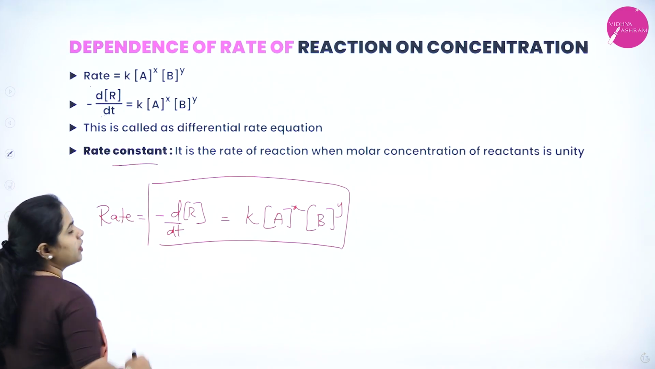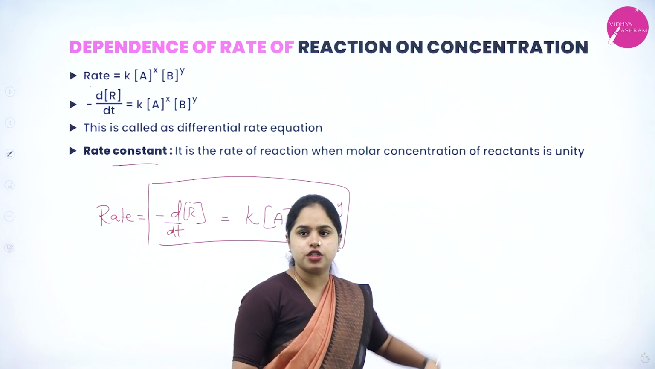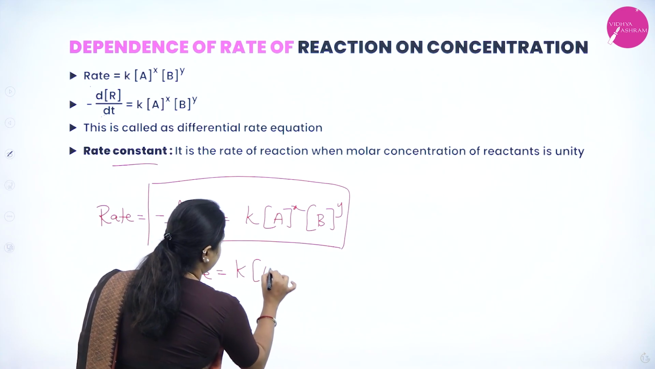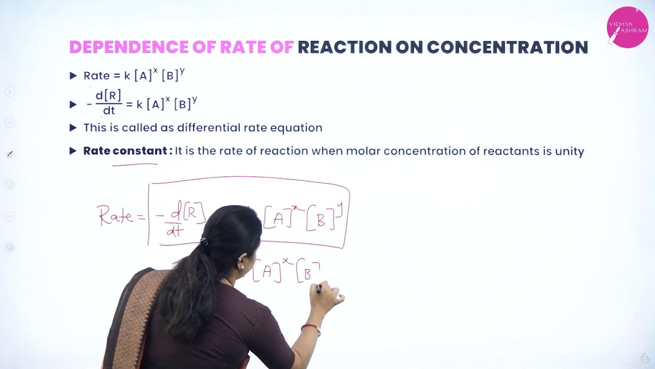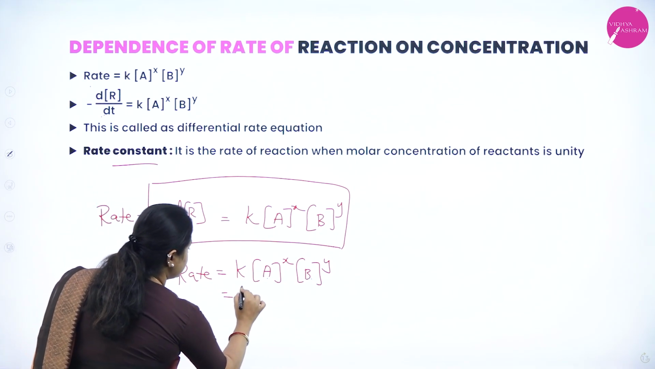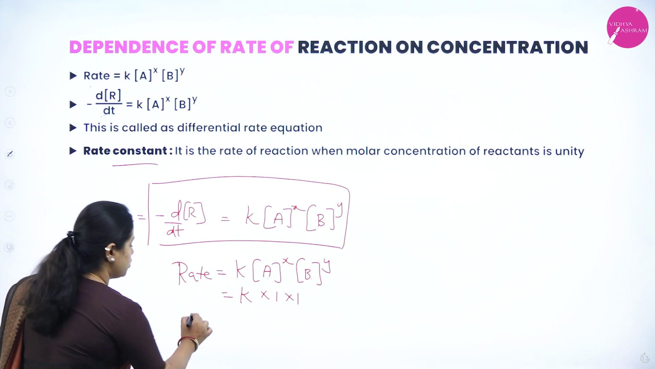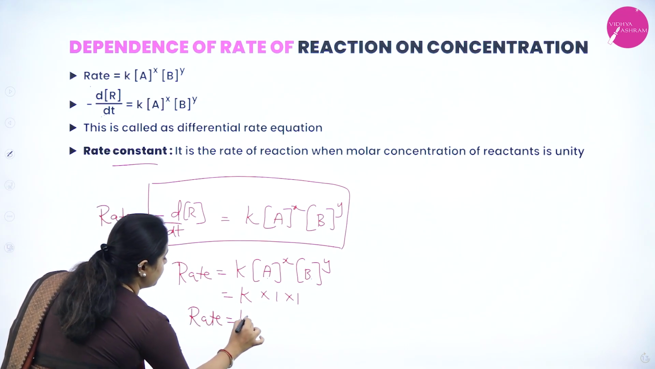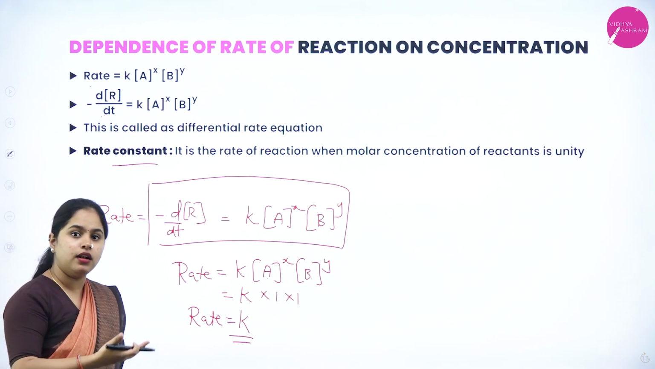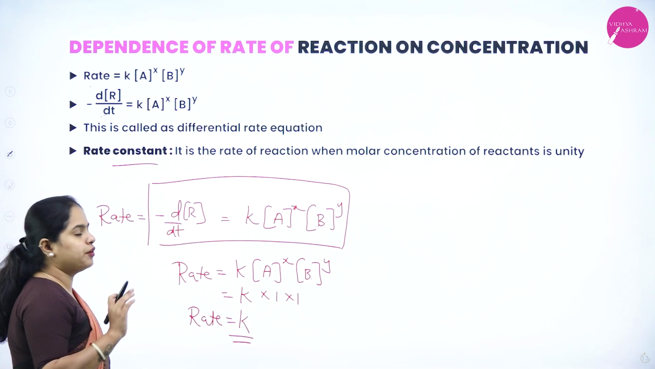Now what is the rate constant? How can you define the rate constant then? Rate constant is the rate of reaction when the molar concentration of reactants is unity. That means rate is equal to, what did we study? K into [A] raised to x into [B] raised to y. Right. So if both of the concentrations are 1, what happens? This will be K into 1 into 1. Right. So 1 into 1 means it is 1 itself. So what happens? Rate will be equal to K. So how can you define K then? That is, the rate constant will be equal to the rate of the reaction itself when the concentration of the reactants is unity. So I hope it is clear. So this is the differential rate equation.